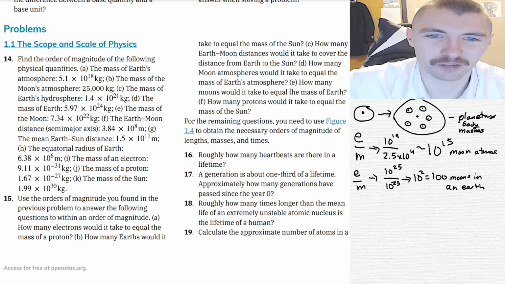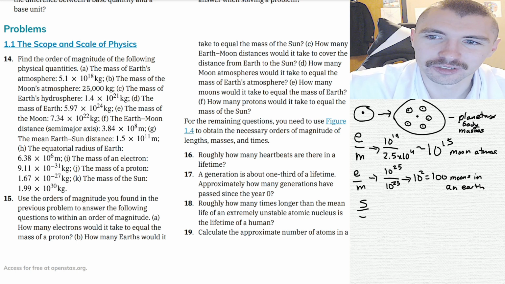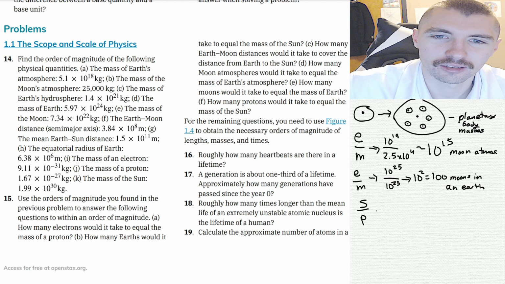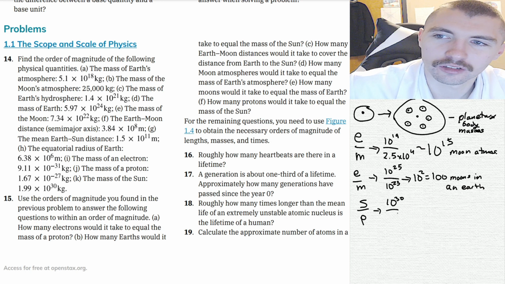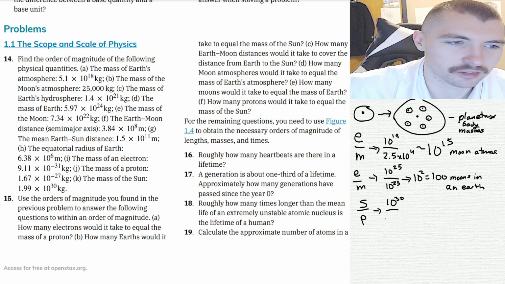Yeah. So how many protons would it take to equal the mass of the sun? So sun over protons. Let's see. Mass of the sun is 10 to the 30. Protons, 10 to the negative 27.